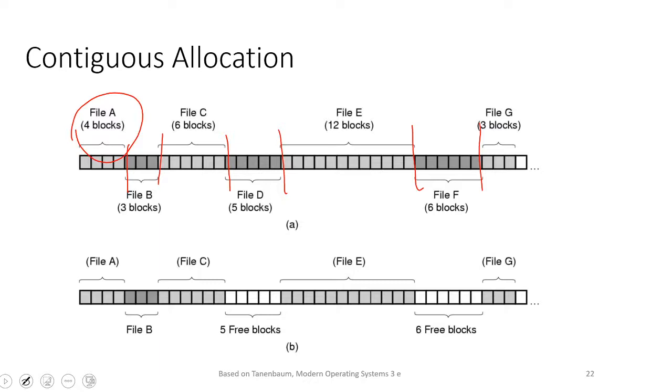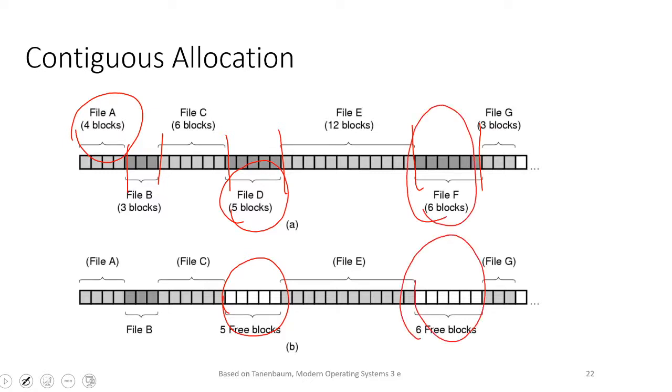The problem with this approach is, say for example, if we delete file D, this part becomes free. So that is a free block. Those blocks are now free. And if we delete file F now, this part is also free. So now we have a number of these spaces as free spaces. So this part and this part are free spaces that are available to us.